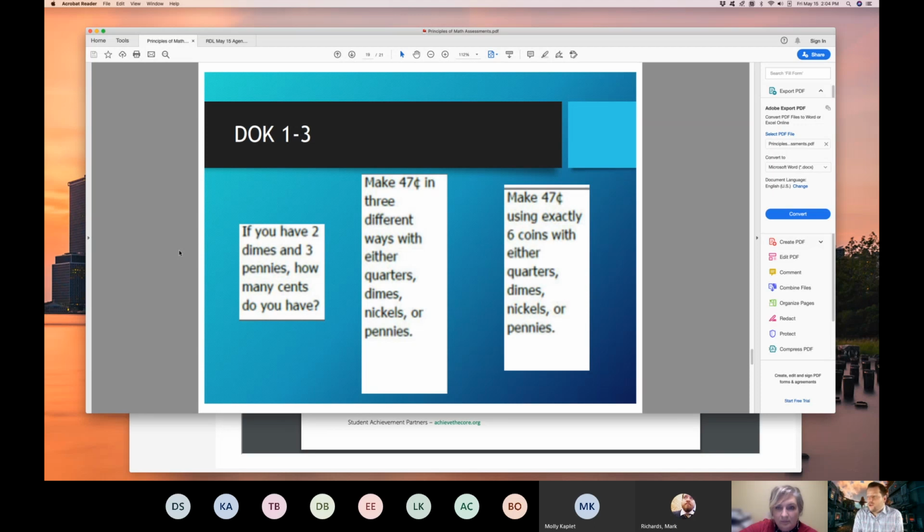So you'll see that there's 3 things up on the screen. If you have 2 dimes and 3 pennies, how many cents do you have? No pun intended. Make 47 cents in 3 different ways, either with quarters, dimes, nickels, or pennies. Or make 47 cents using exactly 6 coins with either quarters, dimes, nickels, or pennies. The problems are very, very similar. The question becomes, what makes it a DOK1, what makes it a DOK2, or what makes it a DOK3? I'm going to ask you to take a minute, look at those problems, think about where you would place those, and then we'll have some conversation about it.